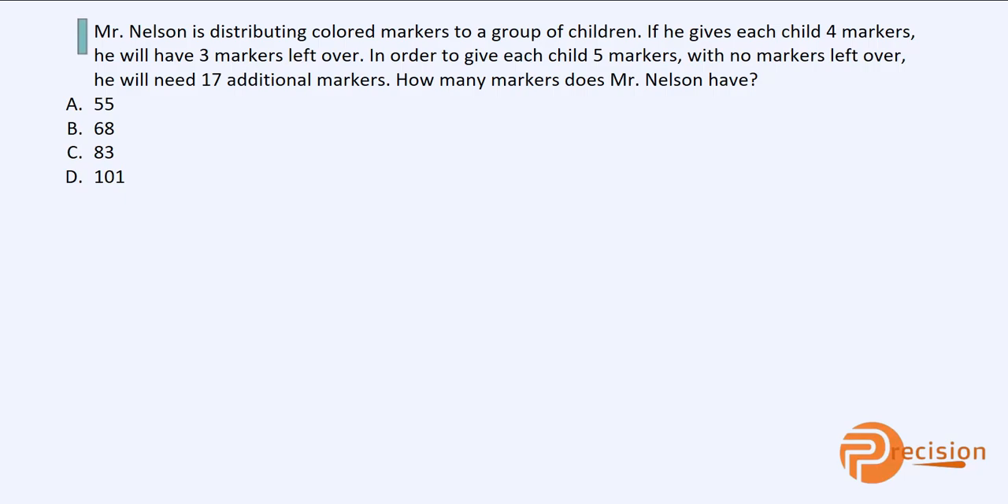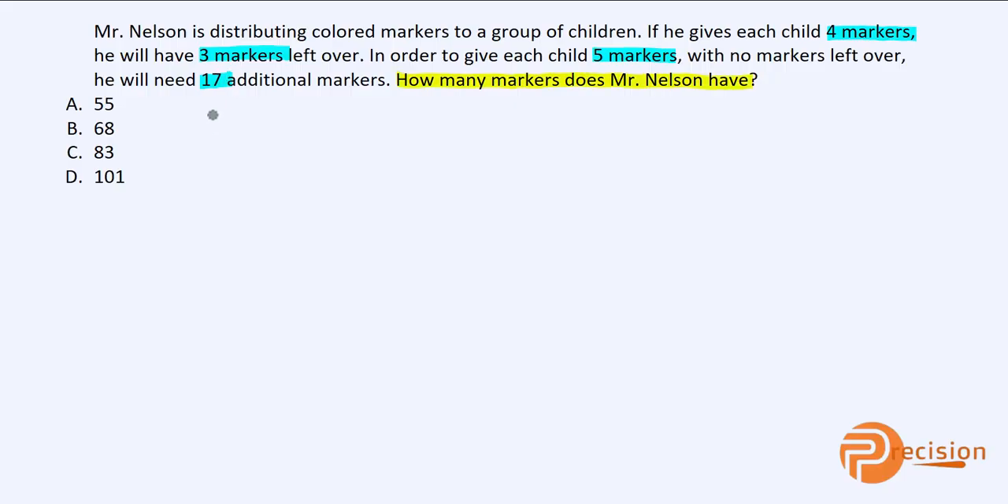Mr. Nelson is distributing colored markers to a group of children. If he gives each child 4 markers, he will have 3 markers left over. In order to give each child 5 markers, with no markers left over, he will need 17 additional markers. How many markers does Mr. Nelson have? So that's the question.